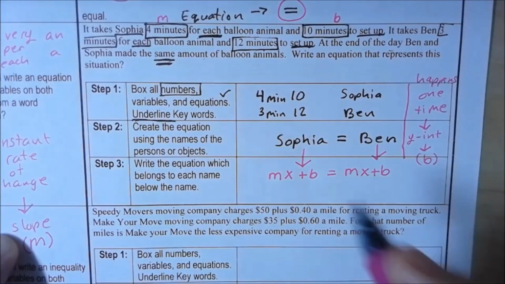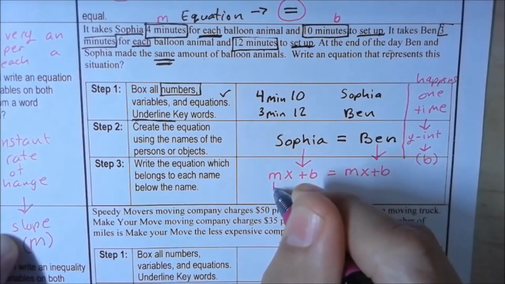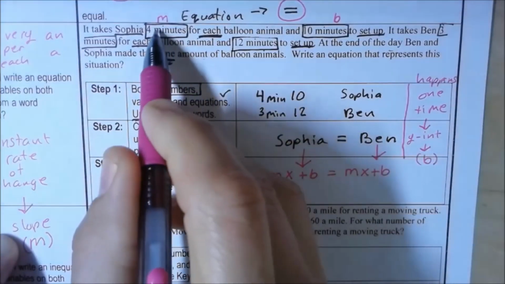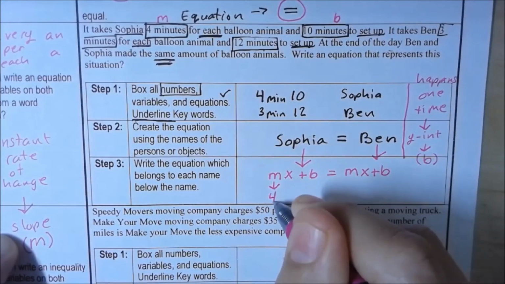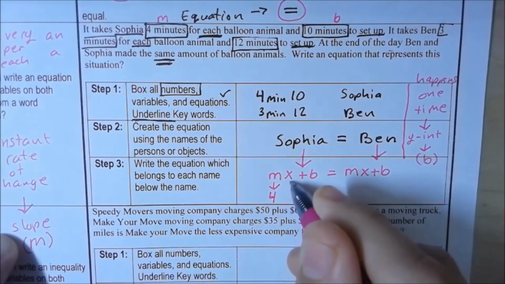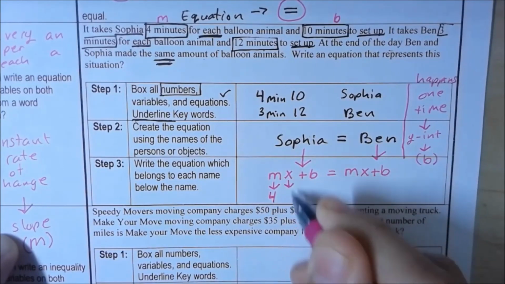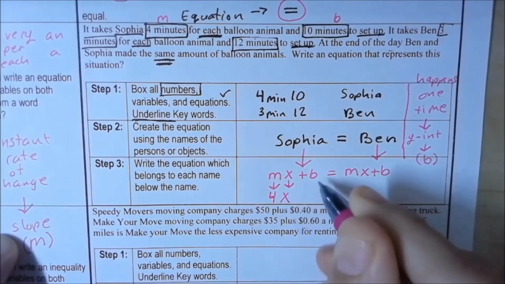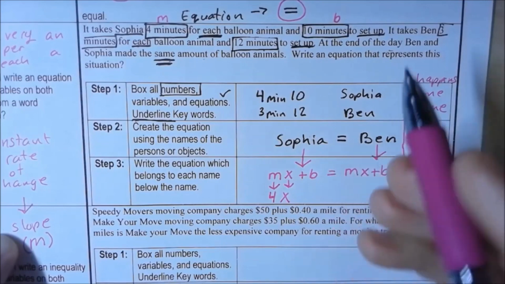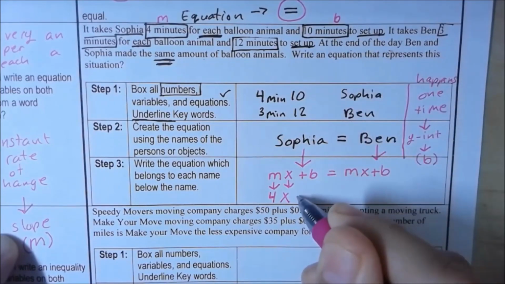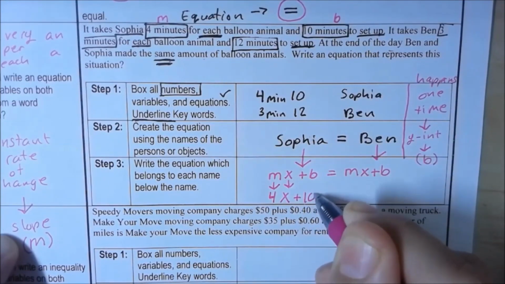So with that being said, instead of writing the M right there, I'm going to go ahead and write the number, which is 4. So we have 4. And I'm just going to bring down my X. And then I'm going to bring down my plus B. Well, how many minutes did it take her to set up that one time? 10 minutes. So it's plus 10 minutes.